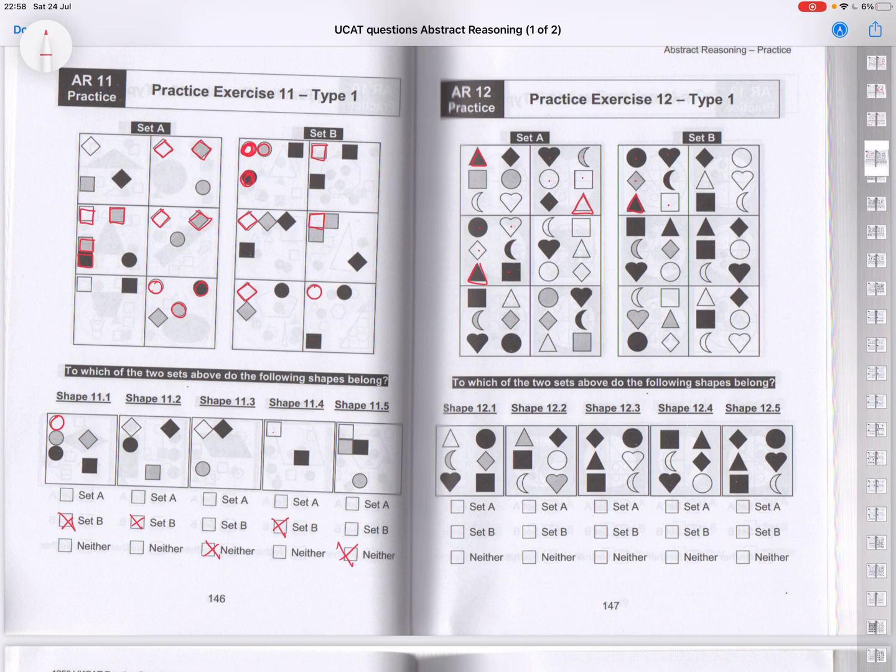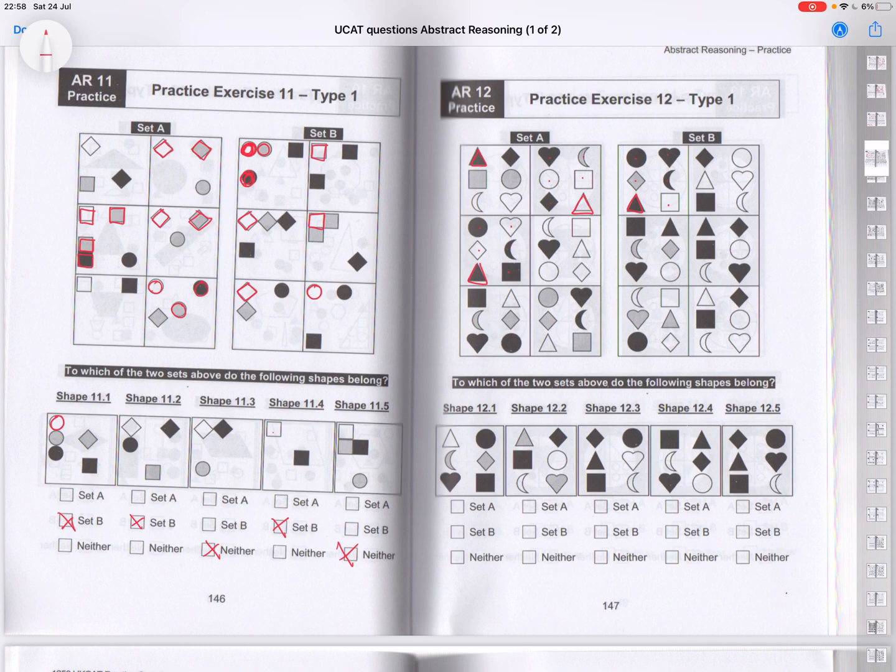So I would straight away get rid of anything that doesn't follow that pattern in the bottom and get myself a quick, easy mark. It's not going to tell me the difference between set A and set B, but it is going to tell me if something is in neither. So I need to look quickly across them all and see if any of them don't follow that pattern.